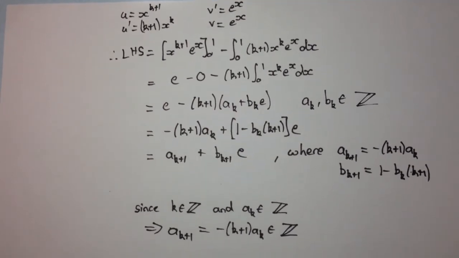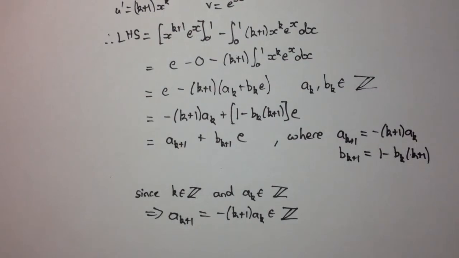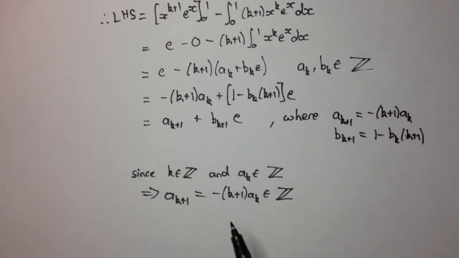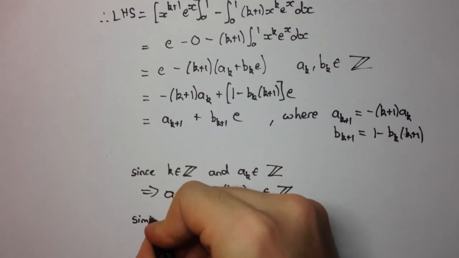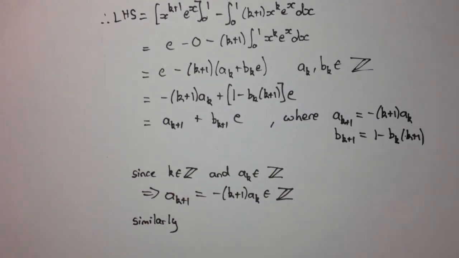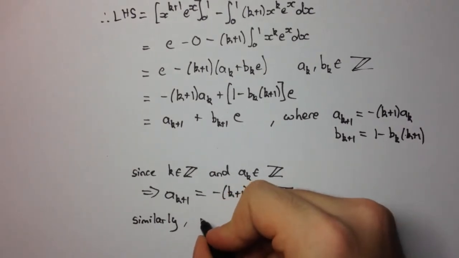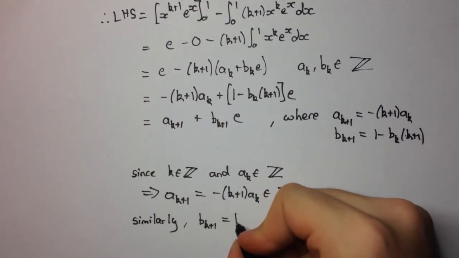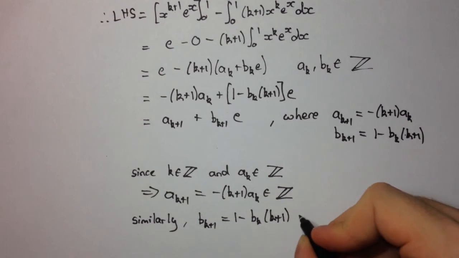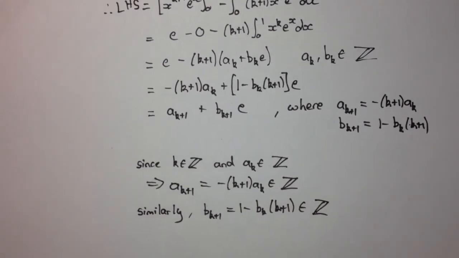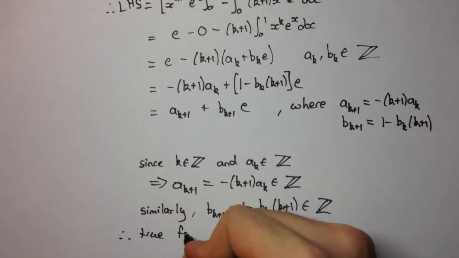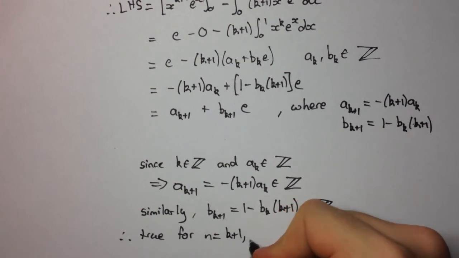So this little property here is actually called closure under certain operations. So the set of integers, whatever you want to call it, is closed under addition, subtraction, and multiplication, which just means that if you multiply two integers, add two integers, or subtract two integers, you're going to get an integer. Okay, and similarly, as you can see, b sub k is an integer, and so we have that b sub k plus 1, which equals 1 minus b sub k times k plus 1, is an integer. Okay, and so therefore it's true for n equals k plus 1 if n equals k is true.